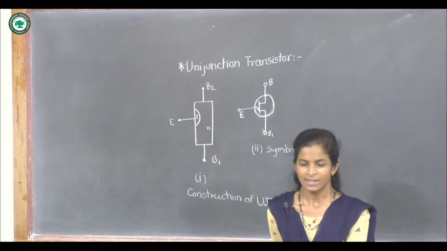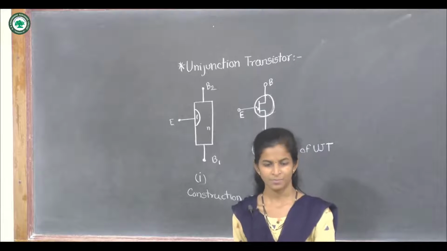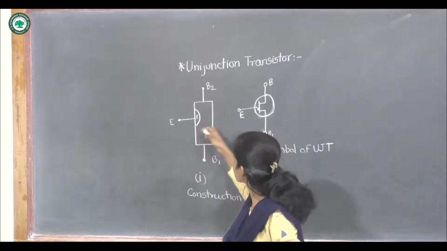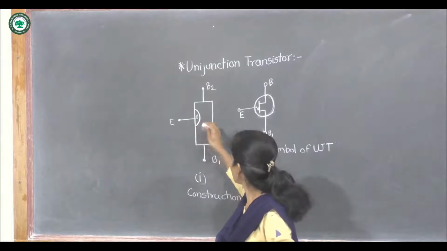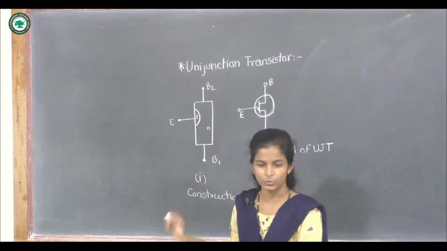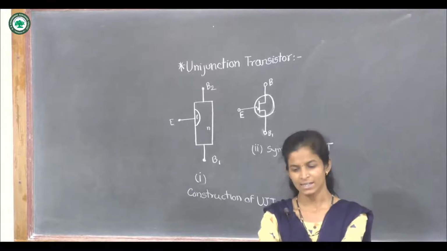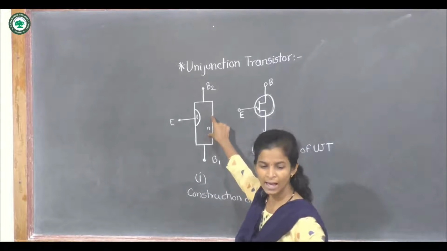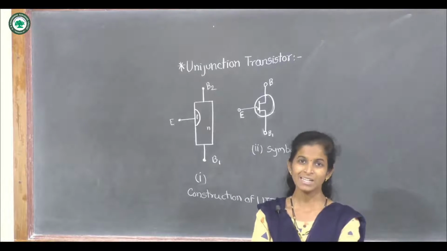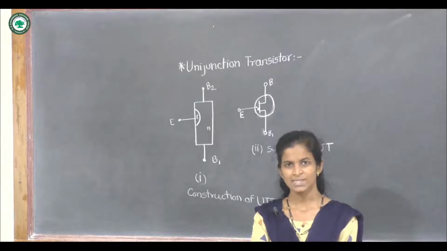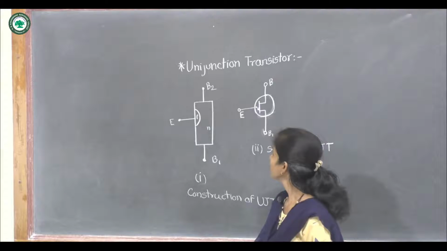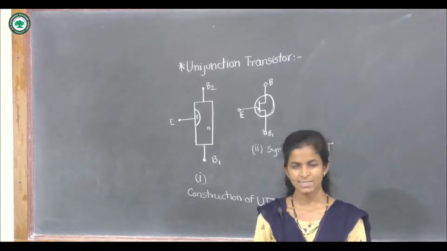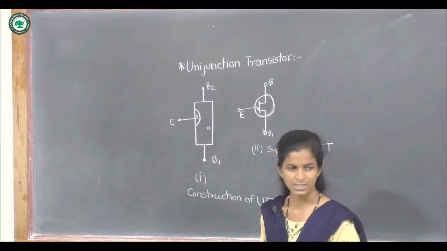Also, the next point to take into consideration is that the emitter is heavily doped. This P region is heavily doped and this N region is lightly doped. For this reason the resistance between the two base terminals is very high when the emitter lead is open. So this is all about the construction of the unijunction transistor. Now we will discuss the operation of the unijunction transistor.